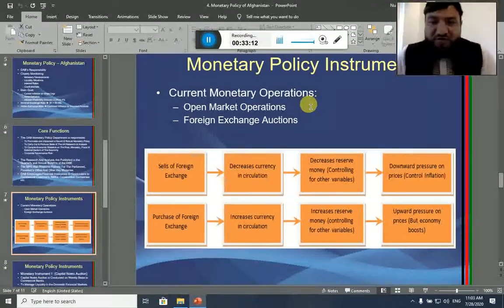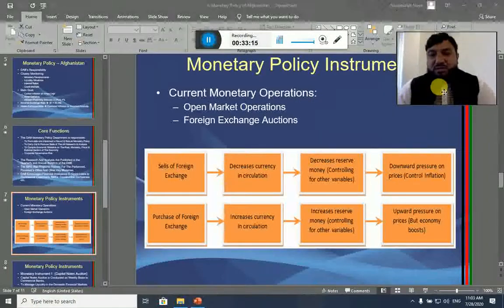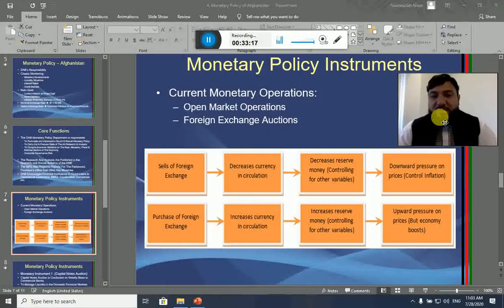Market operations in Afghanistan, there are two monetary policy operations. Number one, open market operations, and number two, foreign exchange auctions. With the help of these two operations, monetary policy is implemented in order to reach the objectives of the monetary policy. So how does it happen?